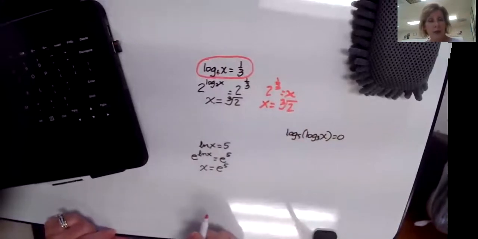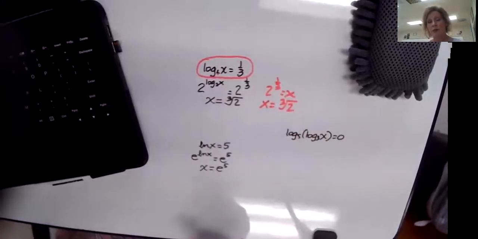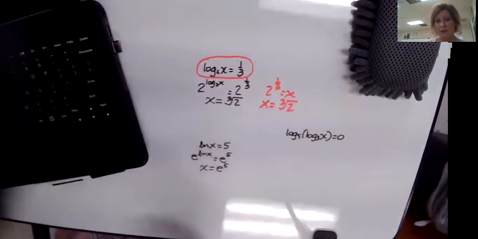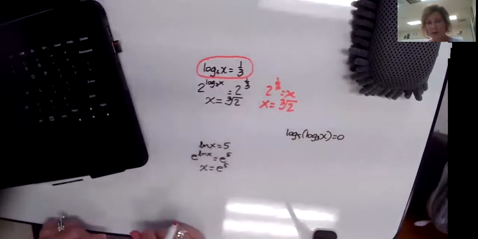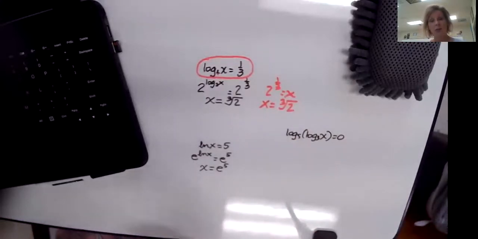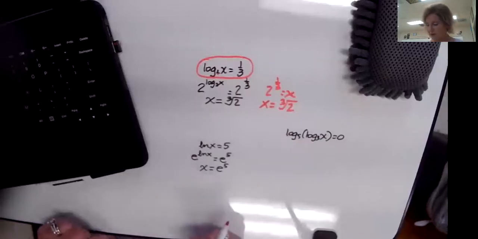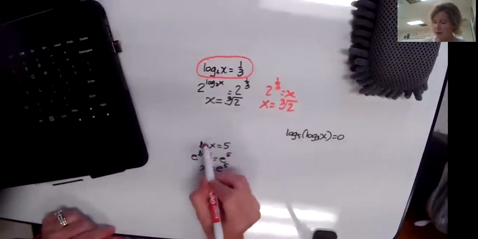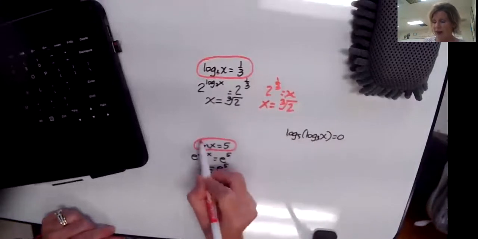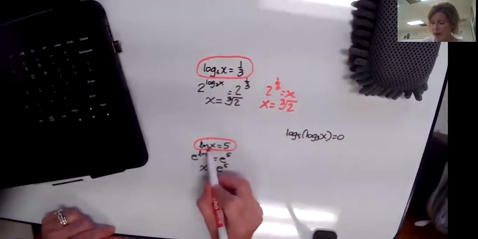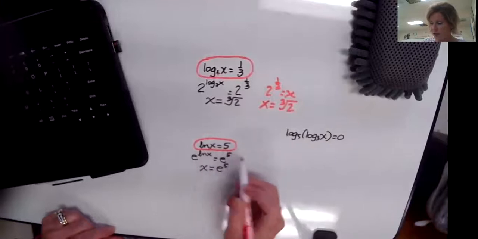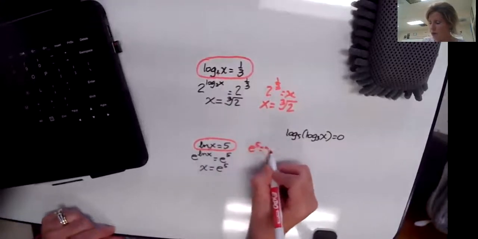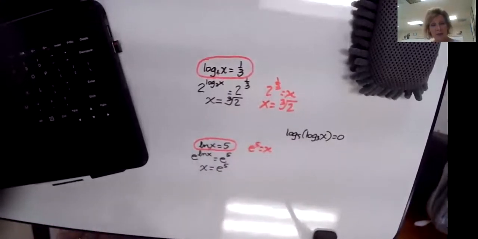So guys, if going to exponential form makes more sense than exponentiating both sides of the equation, hey, do it. Do the thing that makes sense to you, practice it enough to perfect it. So same thing here. If I say, well, let me just rewrite that in exponential form, the base is e, so e to the 5th equals x. So I get the same answer.